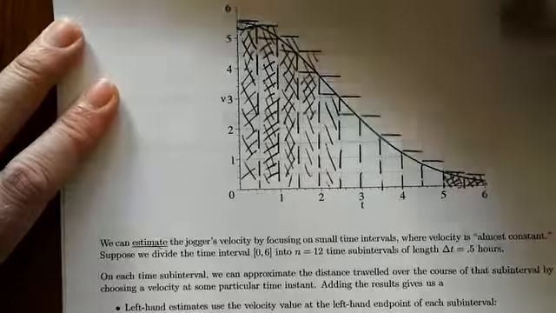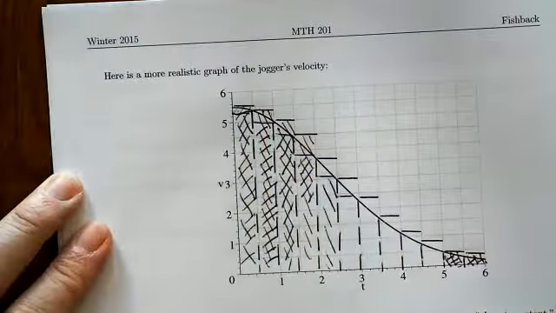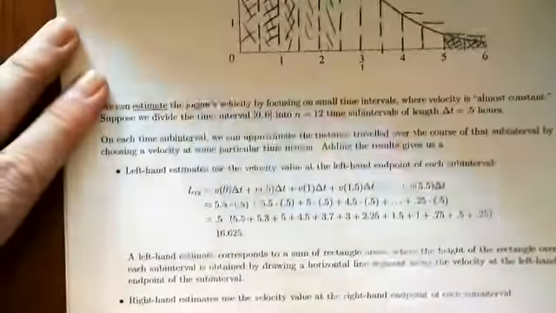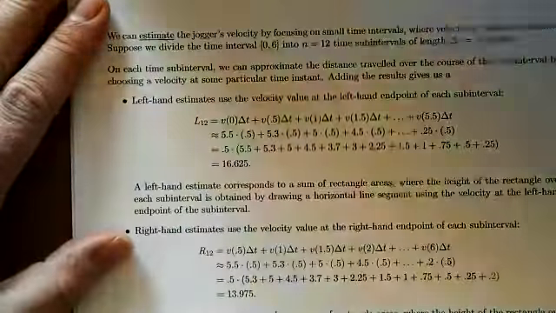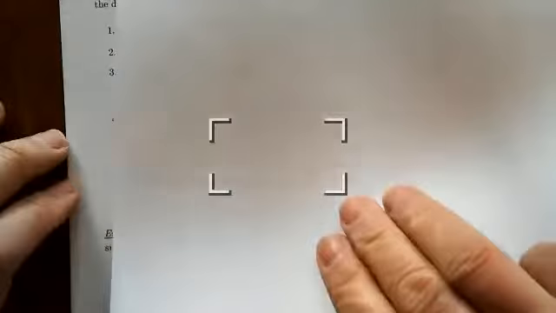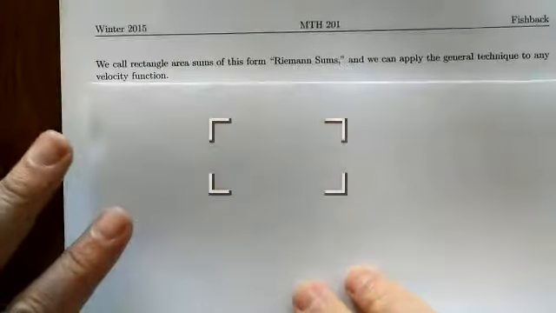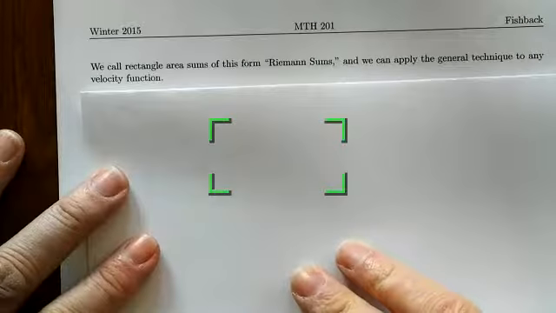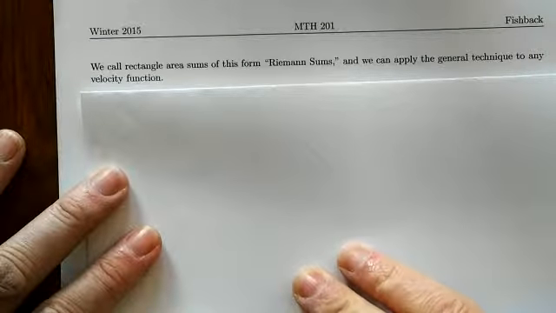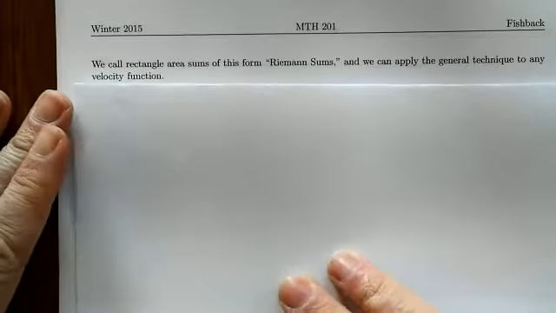Okay? So these are two types of estimates. If you take Calc 2, you'll learn about all sorts of other ways of drawing these rectangles. Now we call these rectangle sums, sums of rectangles of this form. We call them Riemann sums, named after the German mathematician Bernhard Riemann. Excuse me, it's easy to mispronounce this word, but it's Riemann.